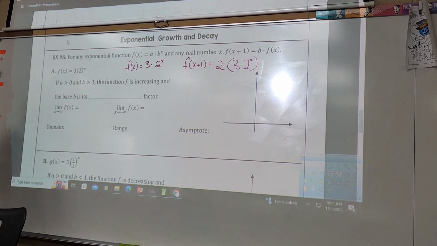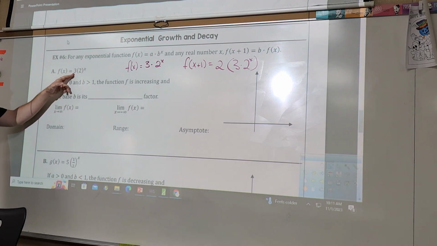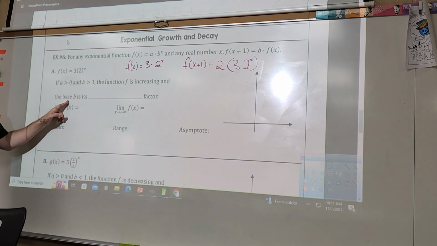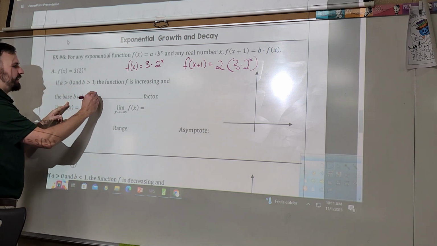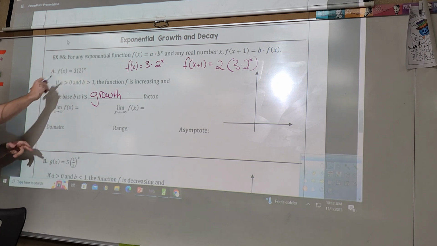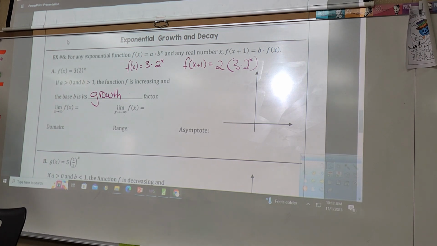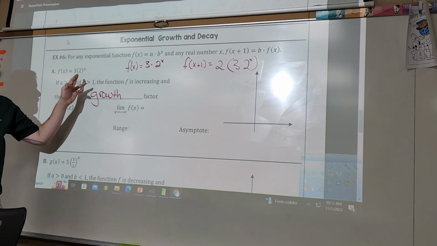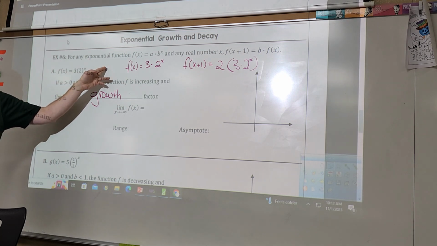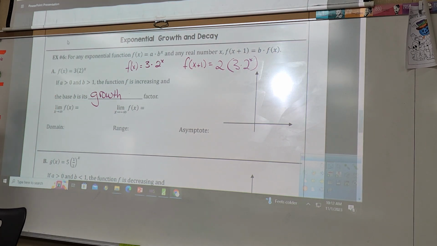Here, I picked the same one. If a is greater than 0, so my initial is bigger than 0, and b is greater than 1, then it's increasing, and the base b is called a growth factor. If you're ever given a growth factor, that means how much it's going up by. That's also why, if we're doing a problem like a 20% increase, we don't put 0.2 in there, because it's not going to get bigger. You put 1.2, because it's going up by 20%.